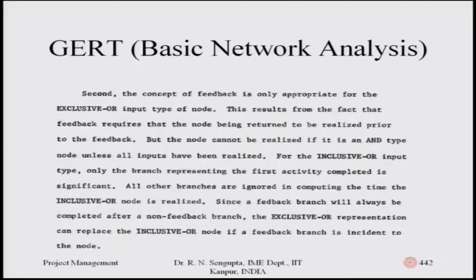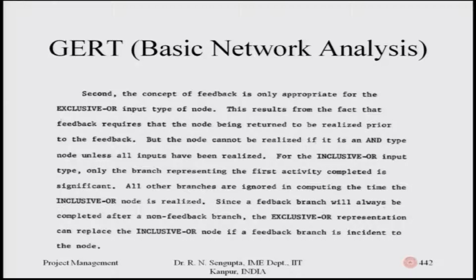So, this results, which I just read, from the fact that the feedback requires that the loop node being returned to be realized prior to the feedback. So, obviously looping would be there in order to give the feedback to its initial stage once again before it starts again. But the node cannot be realized if it is an AND type.